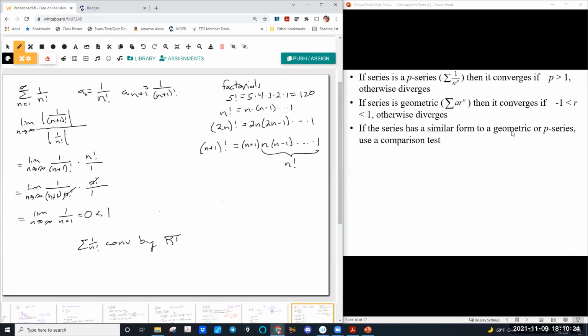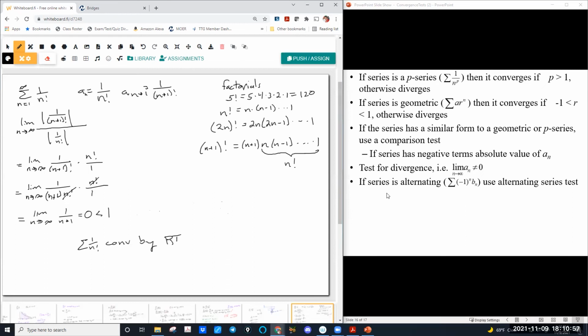If it's similar to a geometric or p-series, use one of the comparison tests, either a straightforward comparison test or a limit comparison test. If the series happens to have negative terms, just take the absolute value, then use your comparison test. Never forget about the test for divergence. This is a quick one that can eliminate options very quickly. If the sequence does not go to 0, you already know it's divergent.